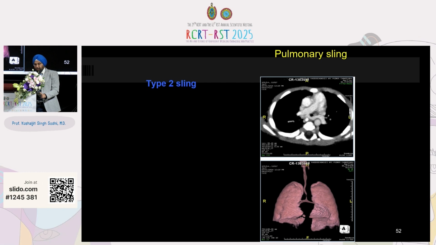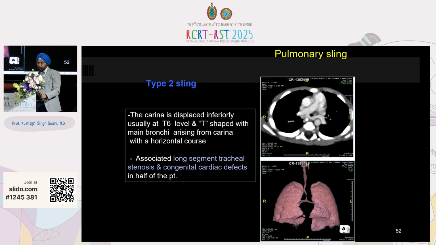Slings are again of type 1 and type 2 depending upon the length and the narrowing. As you can see here, there's a long narrowing, and the bifurcation is low lying at T6. But what is the sling? The pulmonary artery comes up from the right side and encircles the airways here, or the trachea here. So this is typically a type 2 sling in which the carina is displaced inferiorly at T6 level and you have a T-shaped appearance as well.